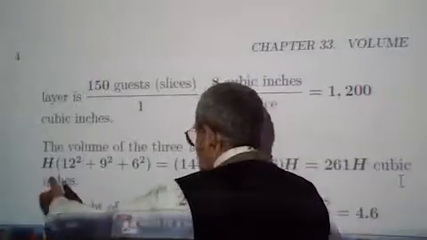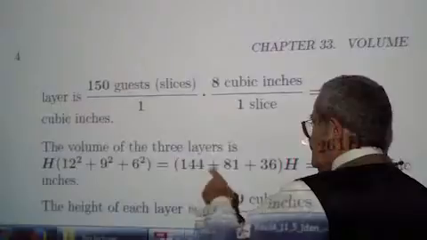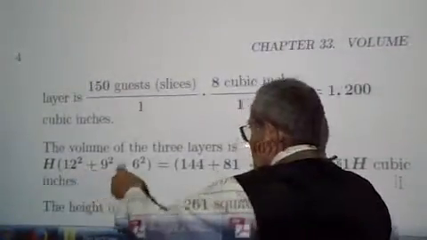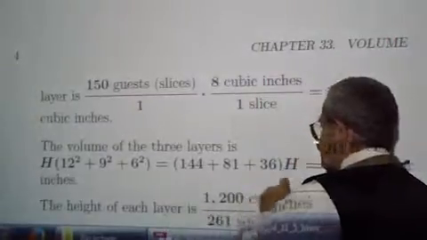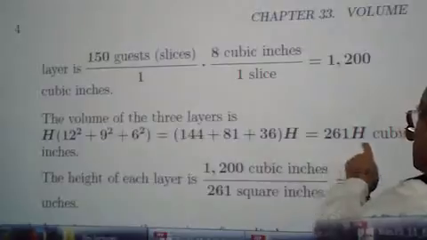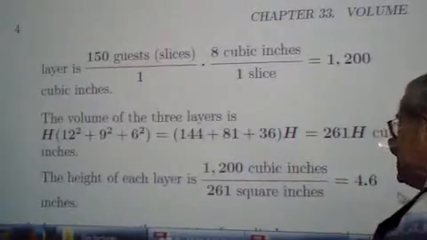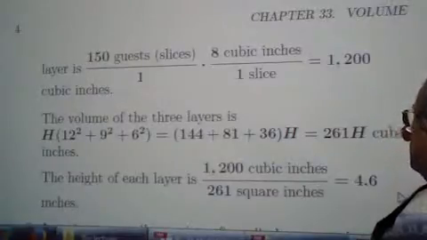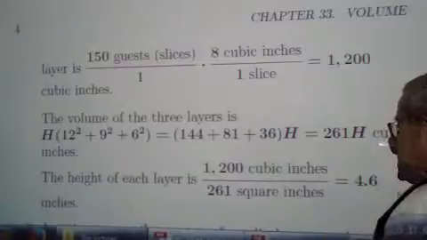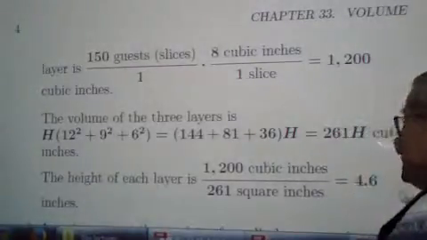The height can be written in front. And that gives you 144 plus 81 plus 36, times the height, or 261 times h cubic feet. And that is supposed to be 1,200 cubic inches. And we have 261 square inches.